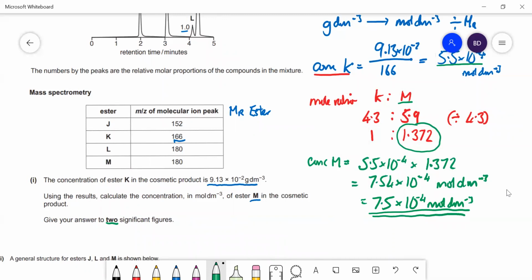Okay, so a bit of a tricky one. They had to notice that that's in grams per decimeter cubed and convert it into moles.